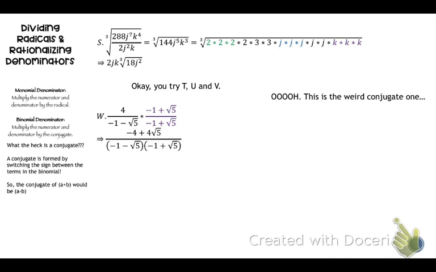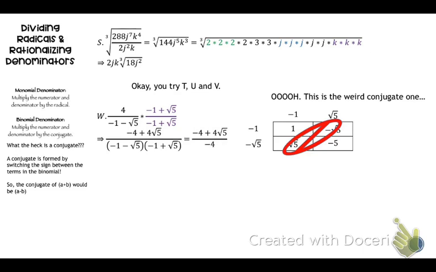The bottom, use distribution. I'm just going to use the box so that you guys can see this a little clearer. Negative 1 times negative 1 is 1. Square root of 5 times negative 1 is negative square root of 5. Negative 1 times square root of 5 is square root of 5. And square root of 5 times negative square root of 5 is negative 5. So those cancel and you're left with 1 minus 5, which is negative 4. And then we can divide. 4 goes into both of those. So that's really 1 minus the square root of 5. Cool?